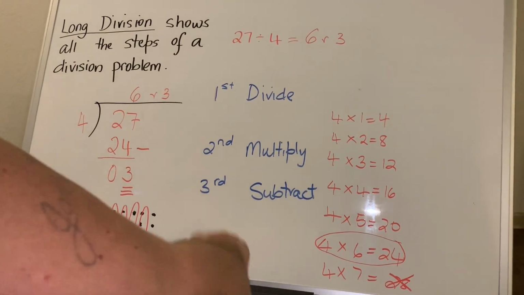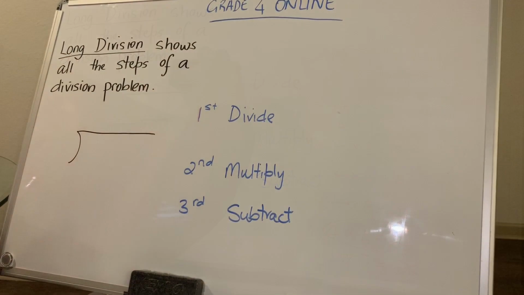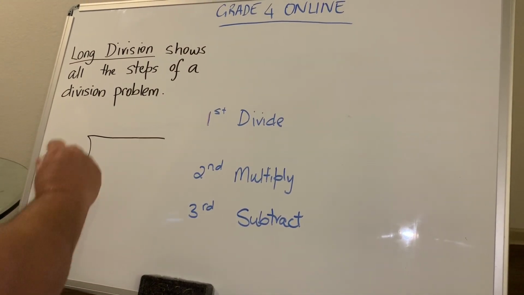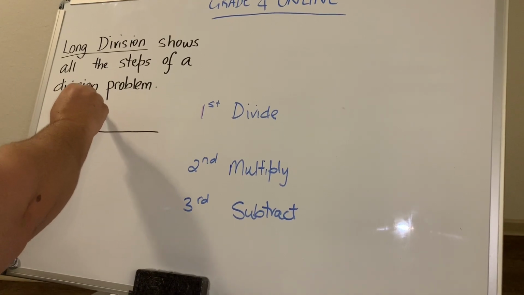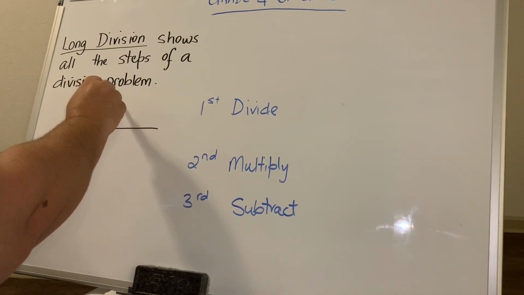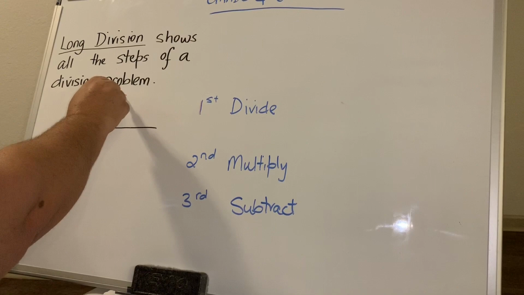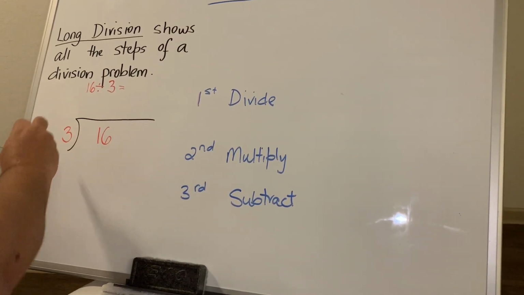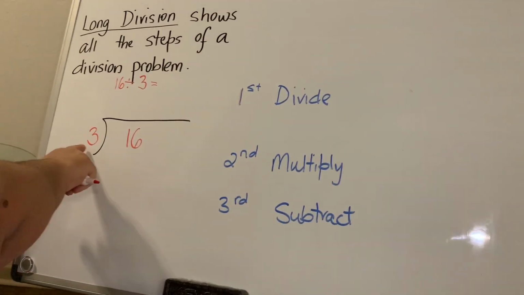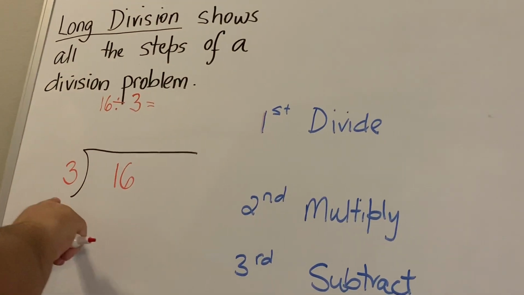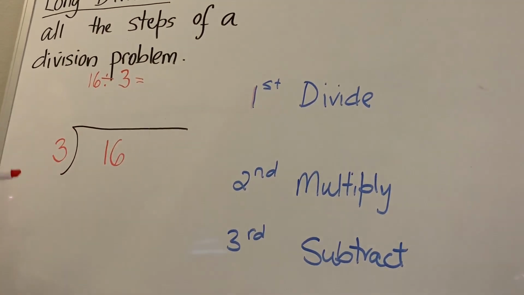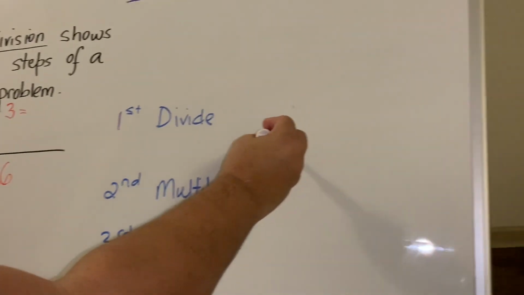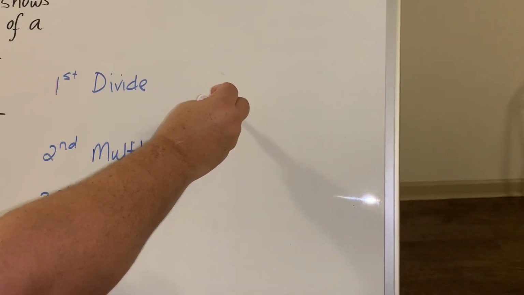Let's do another one. For our second practice example, we're going to do 16 divided by 3, okay? So that's 16 divided by 3. Can we take 3 out of 1? No. Can we take 3 out of 16? Yes, because 16 is a number that's bigger than 3. Let's work it out using our times tables.